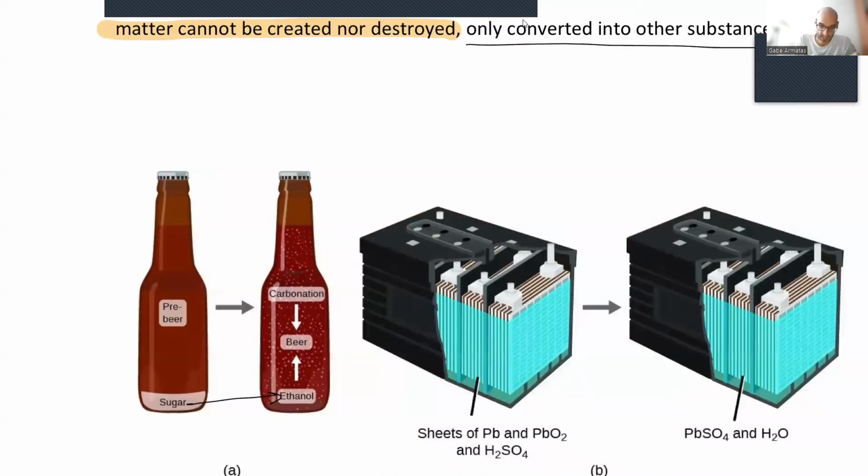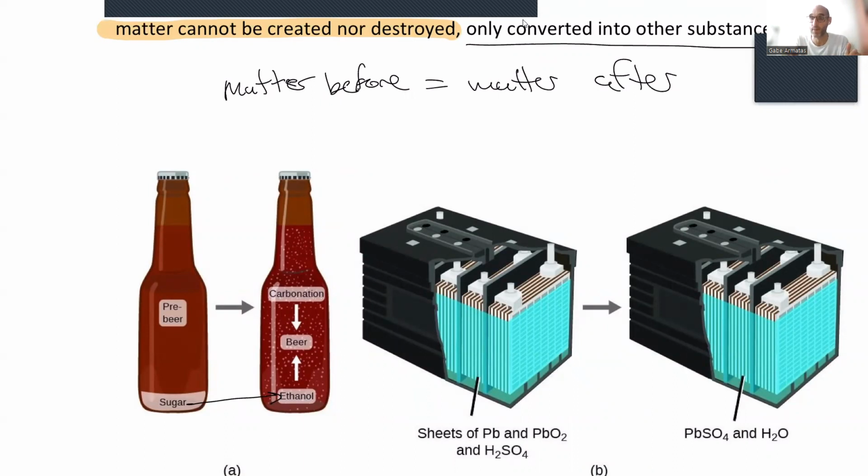So what we typically say is when we run a reaction, the matter before equals the matter after. We always end up with the same amount of matter, but it's just in a different form. It just changes what it is. We go from sugar to ethanol. The example below is a sugar molecule turning into ethanol. So that's pretty much it: sugar turns into ethanol, but we have the same amount of everything present.